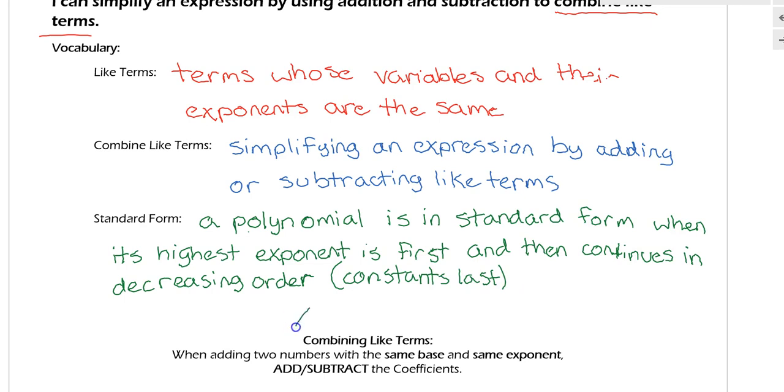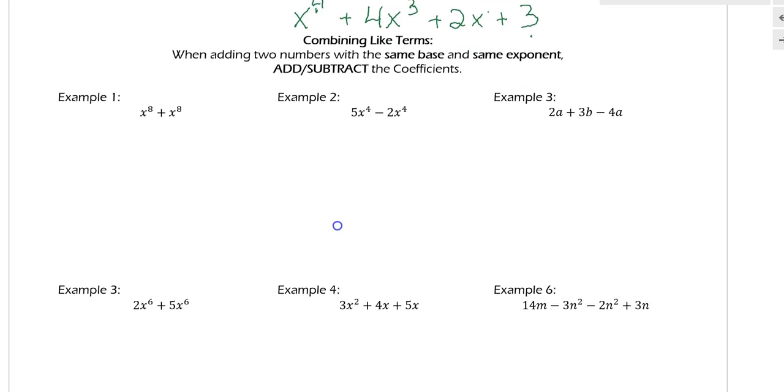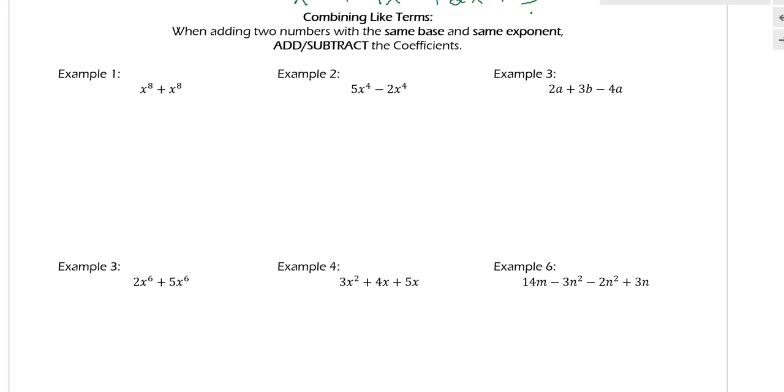So an example, I can have x to the 4th plus 4x cubed plus 2x plus 3. Okay? Again, it's based on your exponent. X to the 4th is first because 4 is my highest exponent. And then 3 is my next highest exponent. Then this one doesn't have an exponent. It's technically a 1 there. And then our constant, what if it's a constant? It will always come last in standard form. Okay. All right, so let's look at what actually combining like terms is.